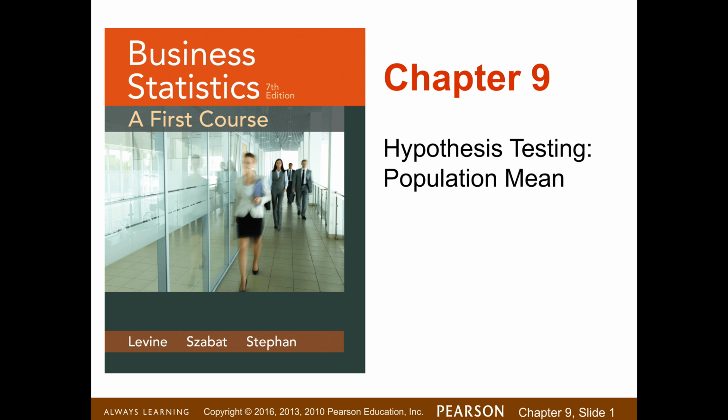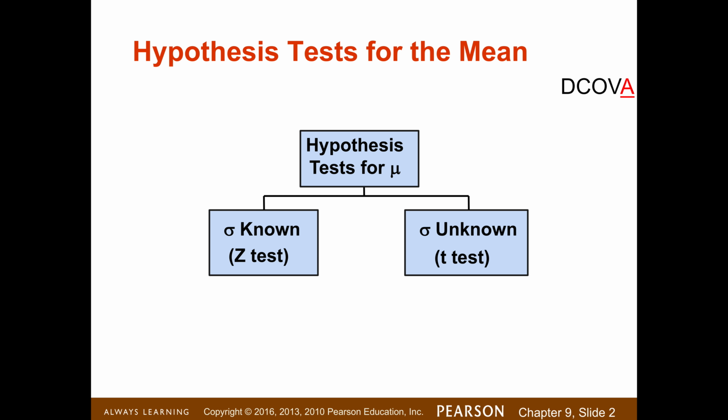So let's do it. When we think about a hypothesis test for a mean, the type of test that we use depends on what we know about the population's standard deviation. For example, if the population's standard deviation is known, which is really, really rare, but in cases where it's known, we use a z-test. And if the population standard deviation is unknown, we use a t-test.